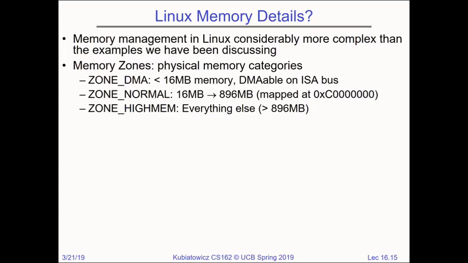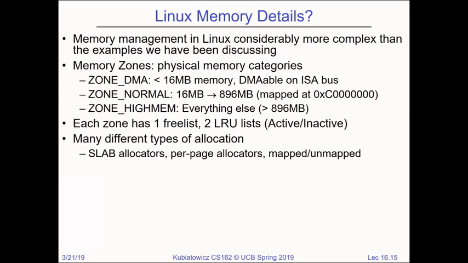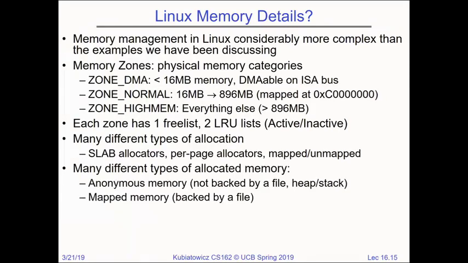We have zone normal, which is 16 megabytes to 896 megabytes. We have zone high mem, everything else. Every zone has one free list and 2 LRU lists, an active and an inactive one, and they swap. There are many different allocators. There's one called the slab allocator, which sometimes I talk about. We don't have time this term to do that, but there are per page allocators, mapped and unmapped memory, all sorts of interesting stuff. There are many different types of allocated memory.